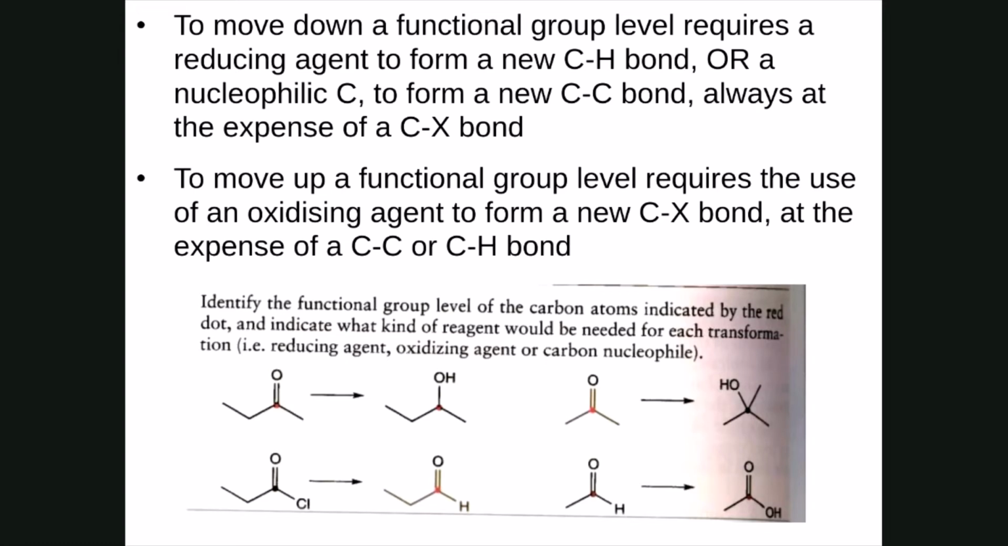When we're moving up a functional group, and we need to use an oxidizing agent, what we are forming is a new carbon heteroatom bond. And that new bond that we have formed with that heteroatom is at the expense of a carbon-carbon or a carbon-hydrogen bond. So at the bottom of this slide, you have an example of 4 different transformations on functional groups.